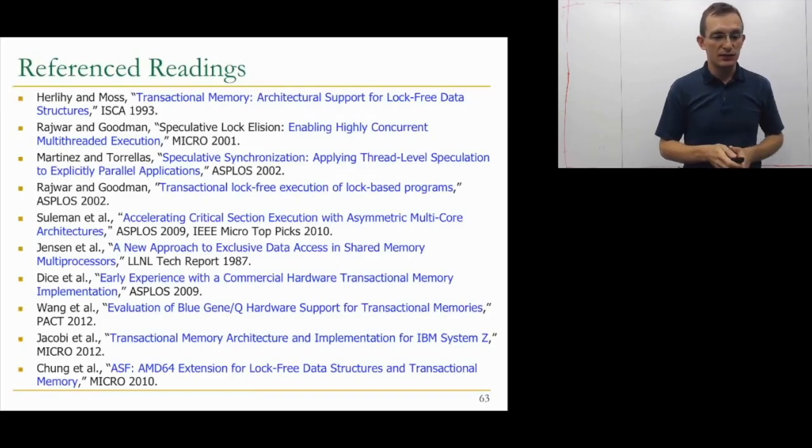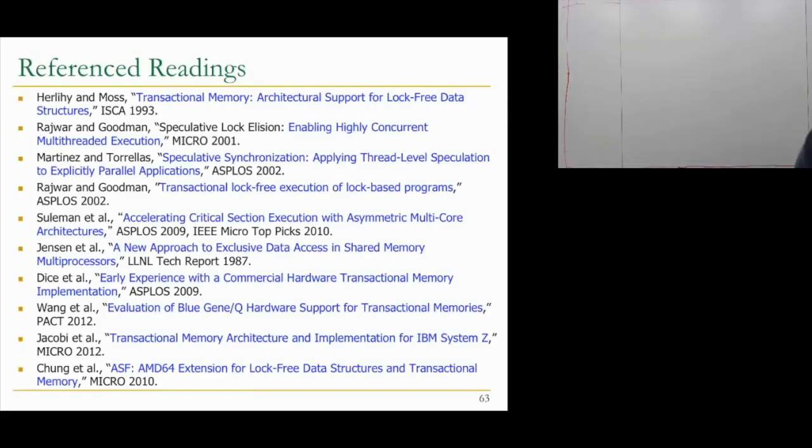And these readings start from Herlihy and Moss's seminal paper on transactional memory, and speculative lock elision and speculative synchronization papers, accelerating critical section execution with asymmetric multi-core architectures, which you've read. The original paper by Jensen et al. that introduced load-linked store-conditional operations, which was a precursor to transactional memory, and a bunch of papers. The last four papers are on recent implementations of transactional memory in existing processors by IBM, Sun, Intel, and AMD.